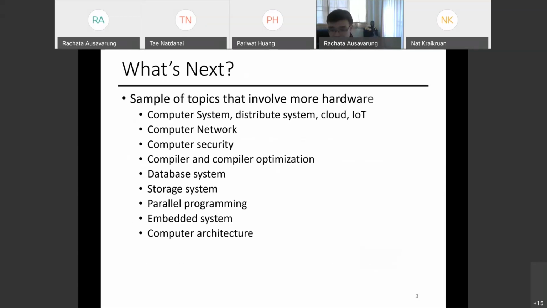But yeah, what's next, right? So right now, below here is a list of bullet points that are a sample of topics that basically open up after you take this class, right? Obviously, OS is required for all 60, 61, and 62 students?